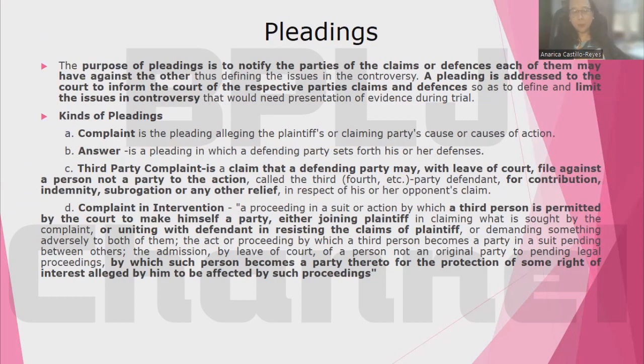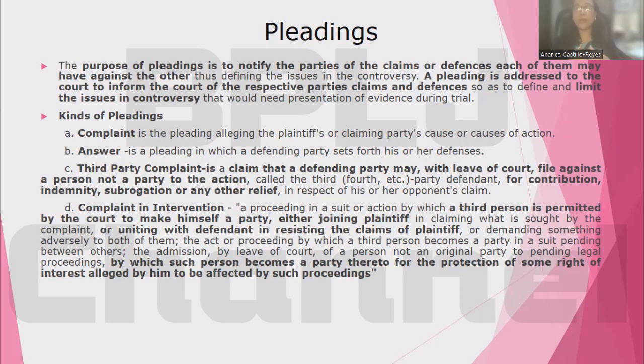What is a third-party complaint? It is a claim that a defending party may, with leave of court, file against a person who is not a party to the action, called the third or fourth party defendant, for contribution, indemnity, subrogation, or any other relief. So initially, in the original action, there are two parties: the plaintiff, the one who filed the action, and the defendant, the one who is responding to the claims of the plaintiff.